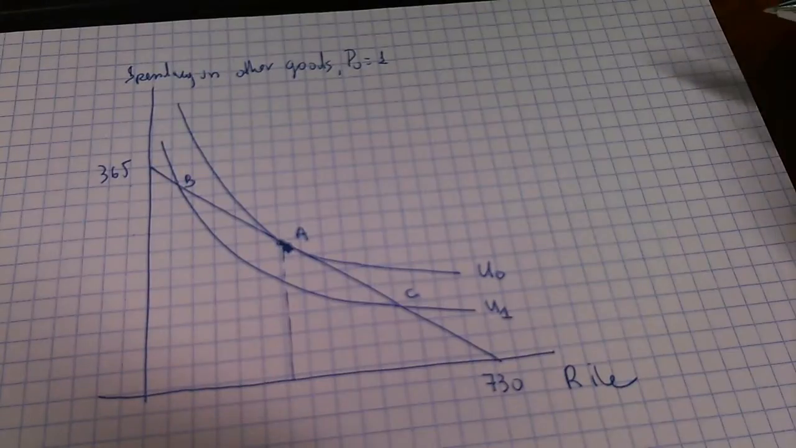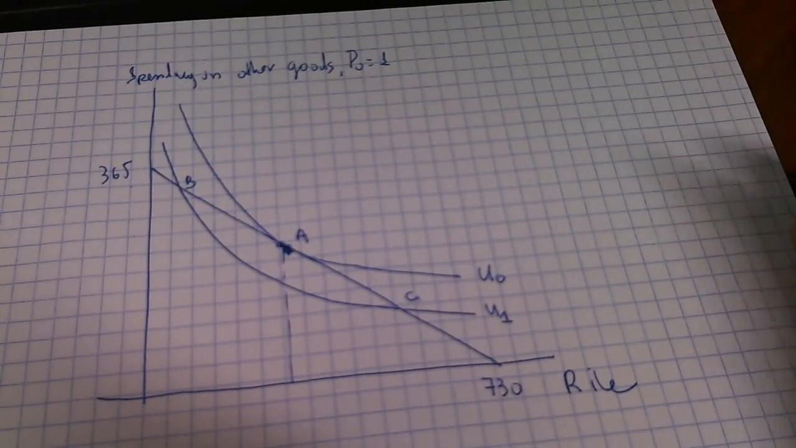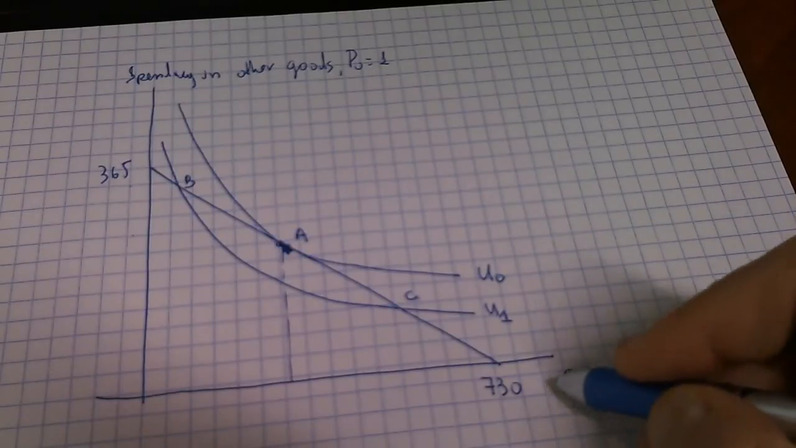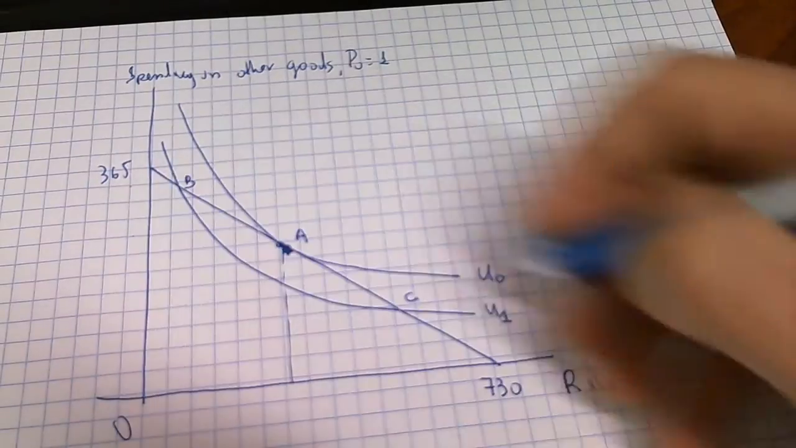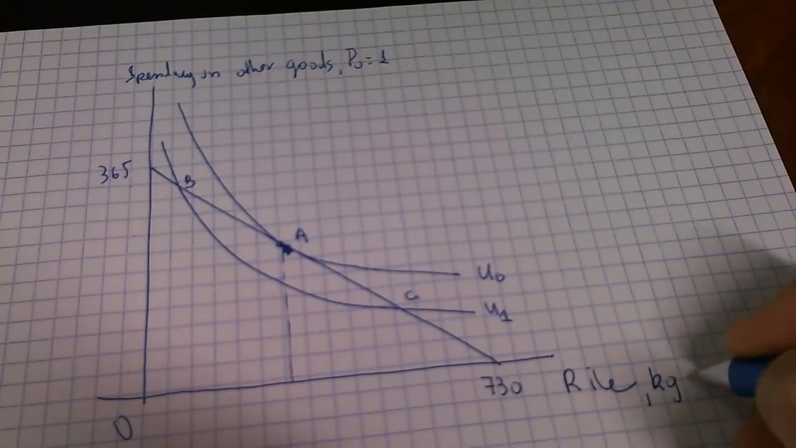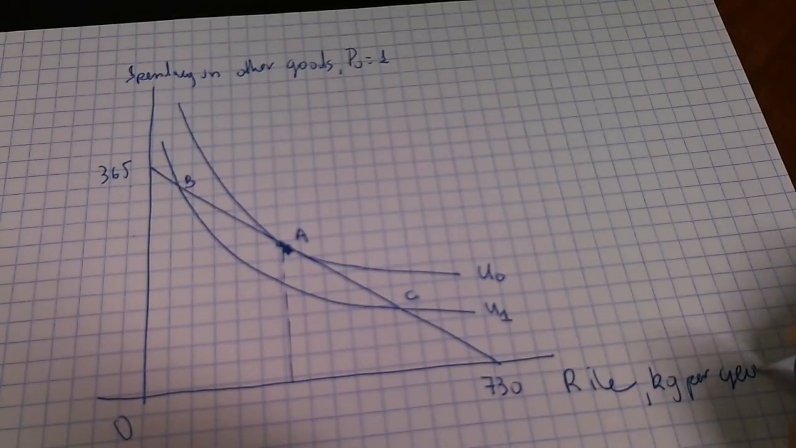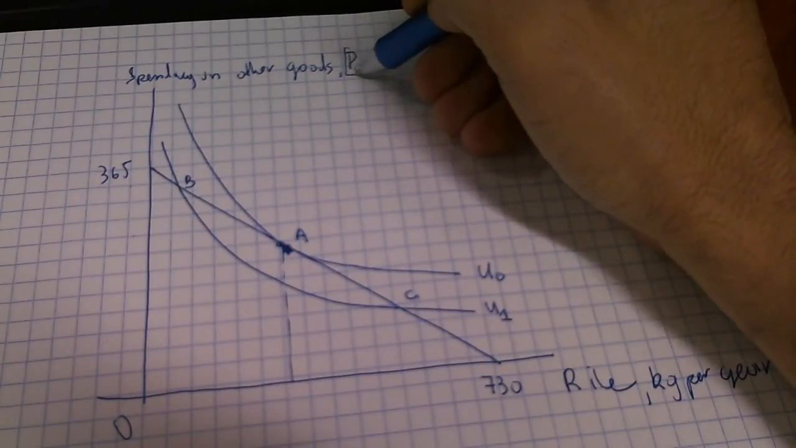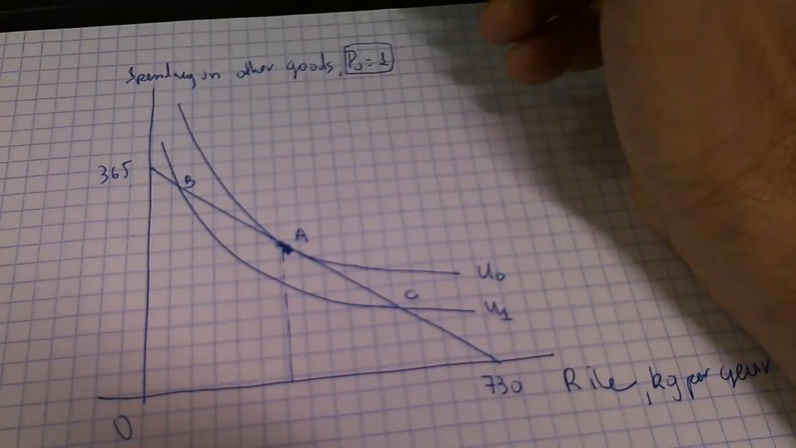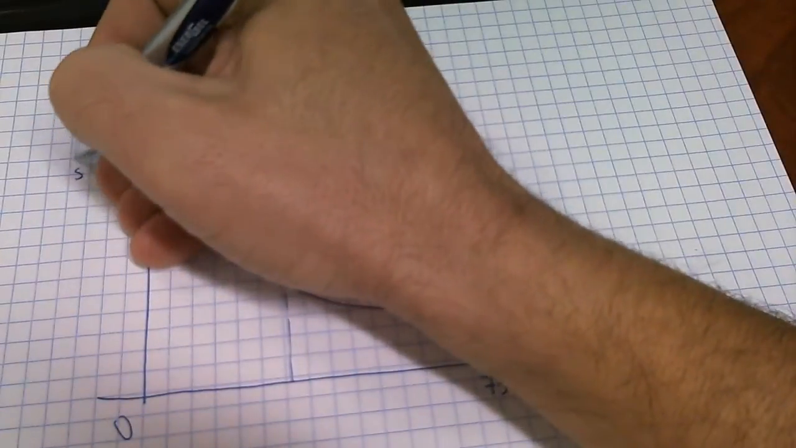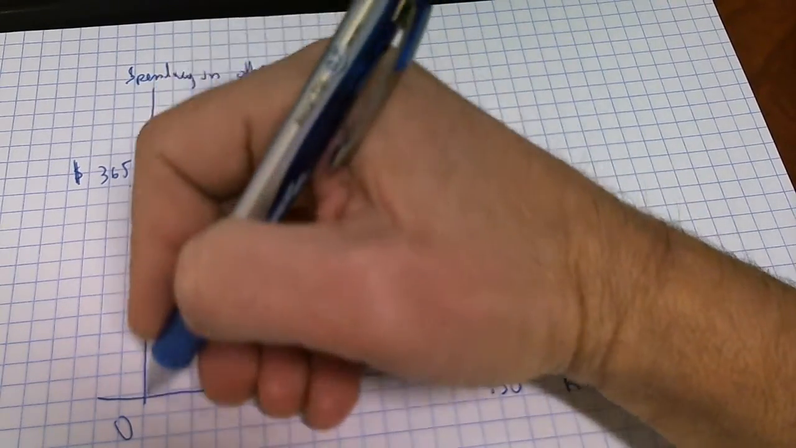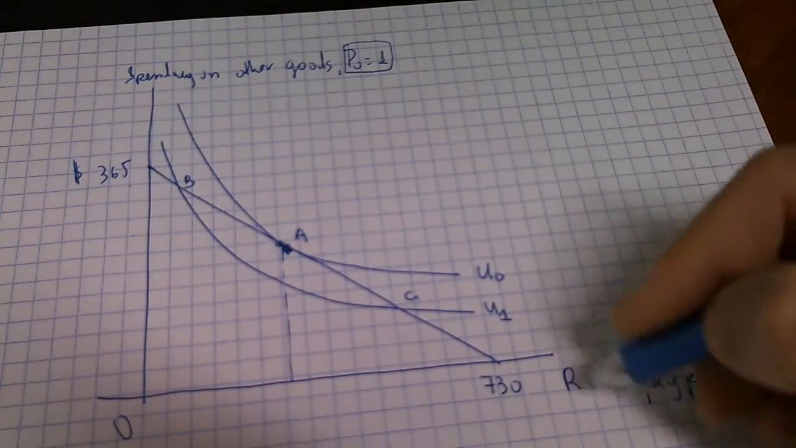Hi again, it's me again, and in this short video, I want to show you the optimal consumption of rice. I have rice on this axis in kilograms per year, and spending on all other goods on the other axis. I have assumed the price of the other good is equal to 1, therefore this axis measures how much you spend on other goods, and this is how much rice you consume in kilograms.